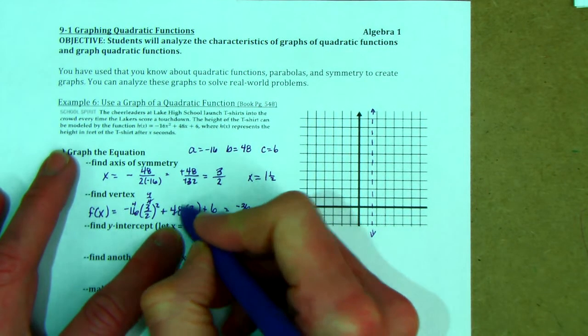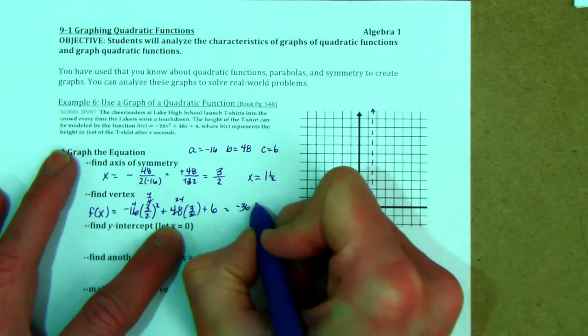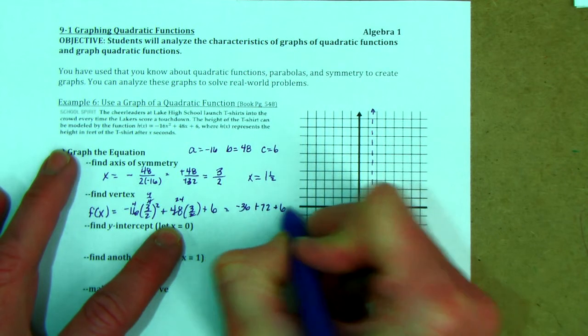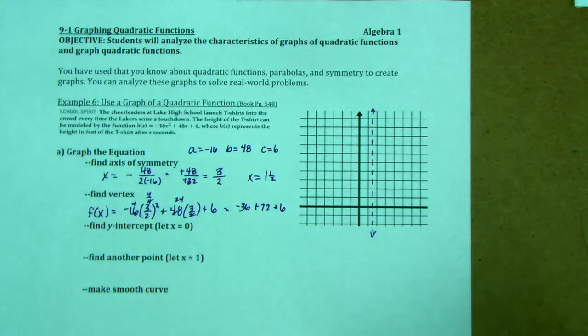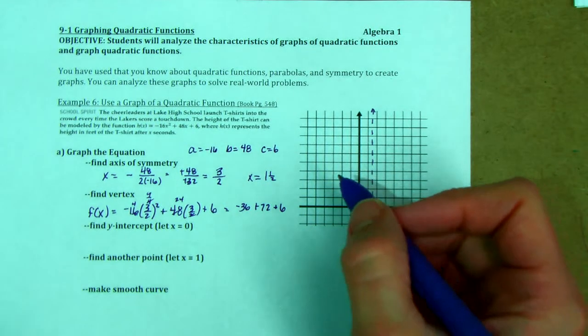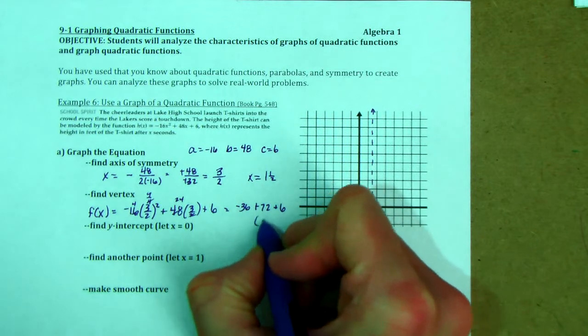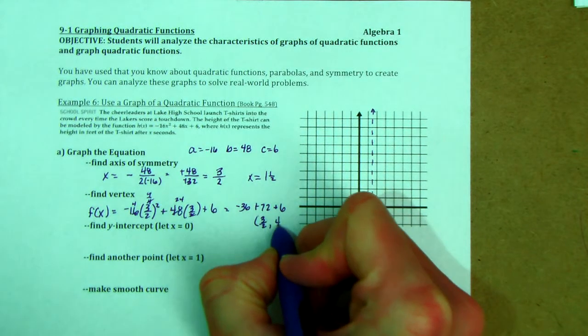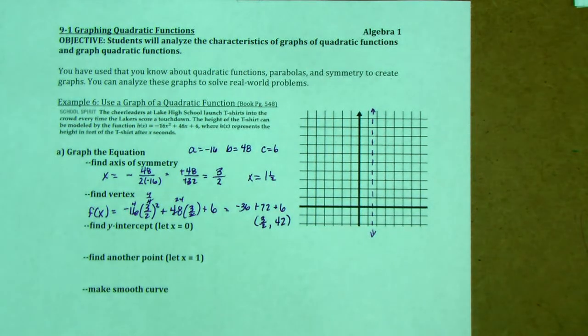Just double checking my work here. I get 42. So 3 over 2, comma, 42. That, incidentally, is a maximum value because our parabola will go like this. So our vertex is at 42.